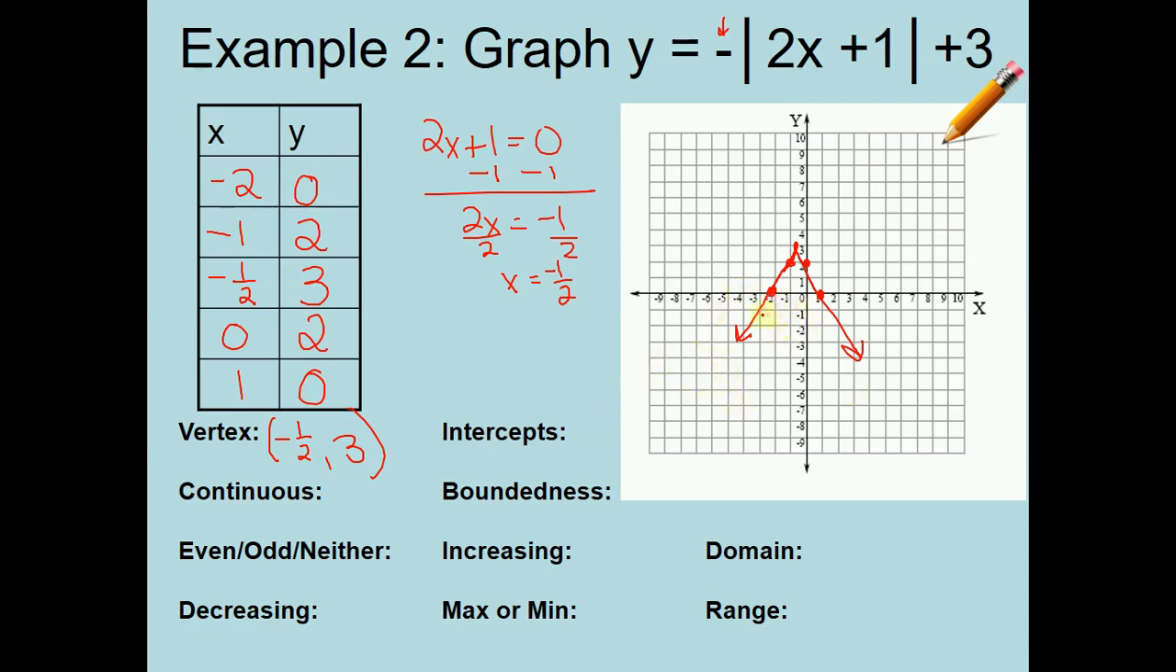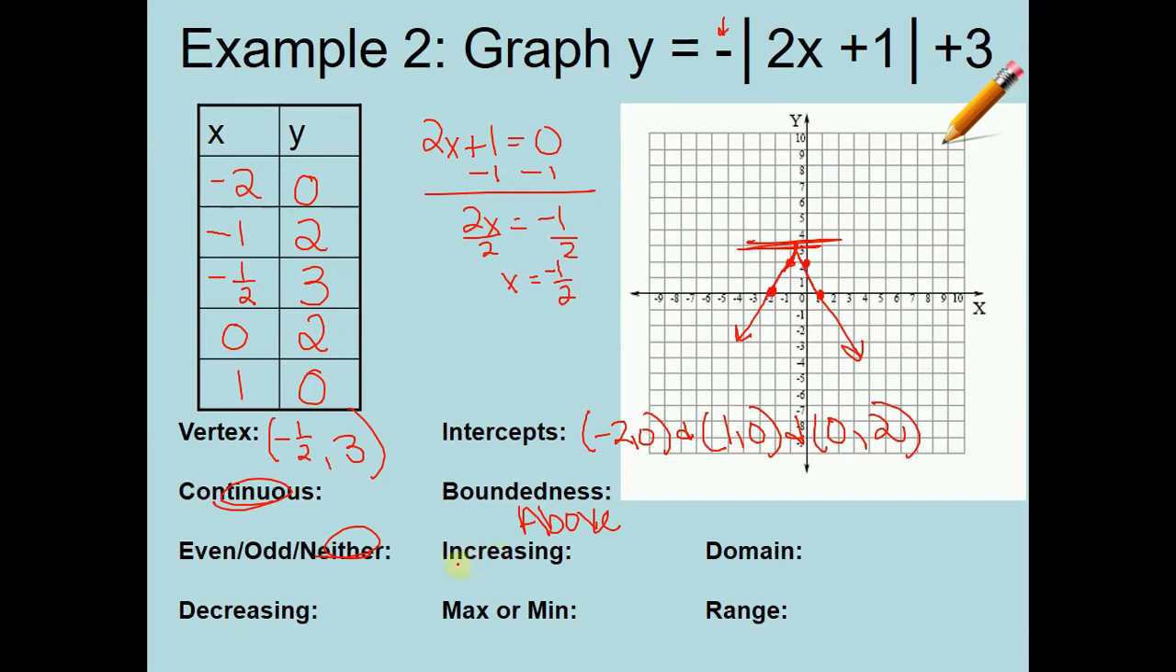Intercepts. Got a couple of intercepts here. Got one at negative 2, another one at 1, 0, and then we also had one at 0, 2. A couple of x-intercepts and one y-intercept. Continuous. All of them will be. Bounded. We are bounded above this time, something different, because he doesn't have anybody on top. He is neither even nor odd.